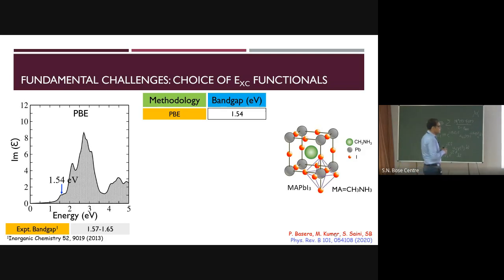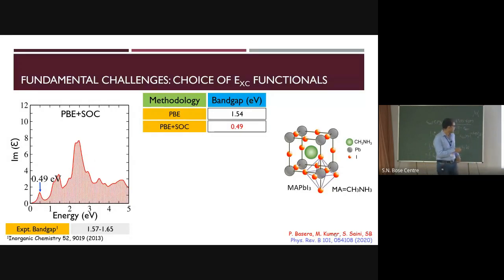But sometimes we need to ask: even if it's matching, why is it matching? Because this material contains lead and it has a lot of electrons, so in principle there should be spin-orbit interaction. If you include spin-orbit interactions, the band gap is hugely underestimated. It's coming to 0.49. That's absolutely absurd.